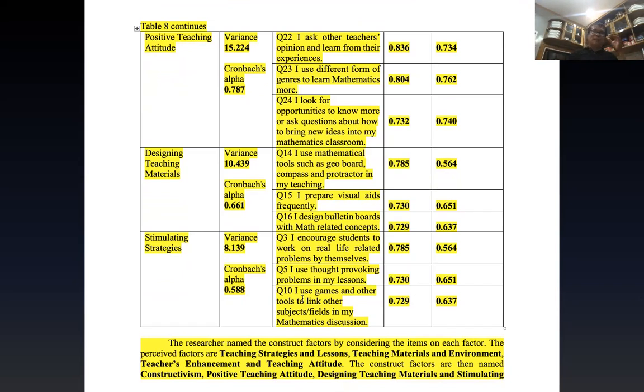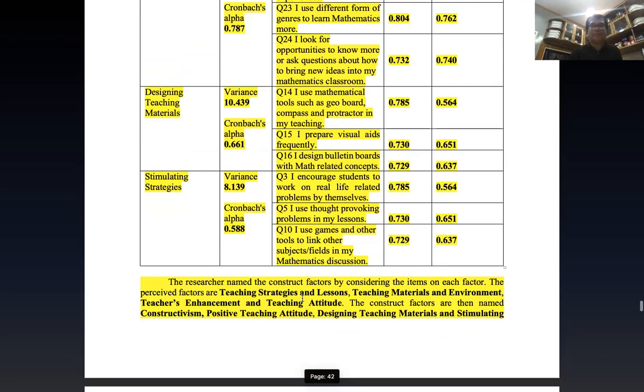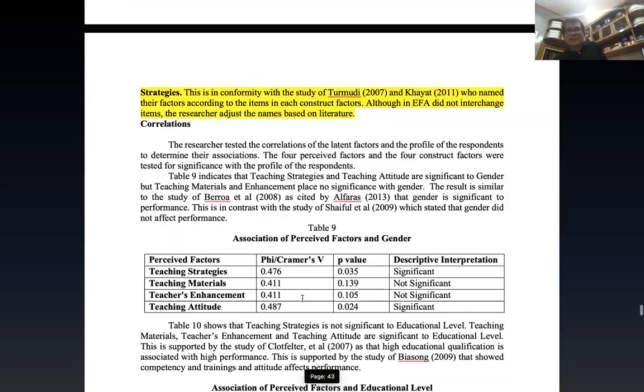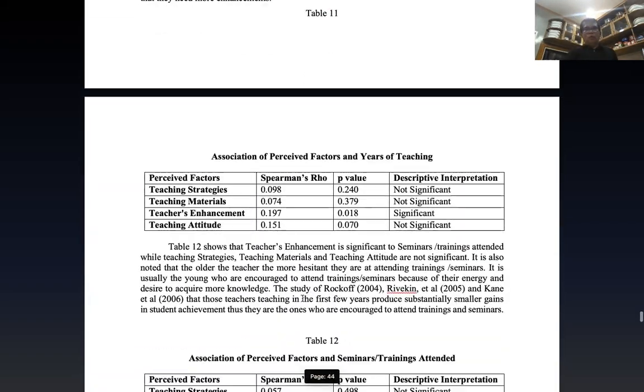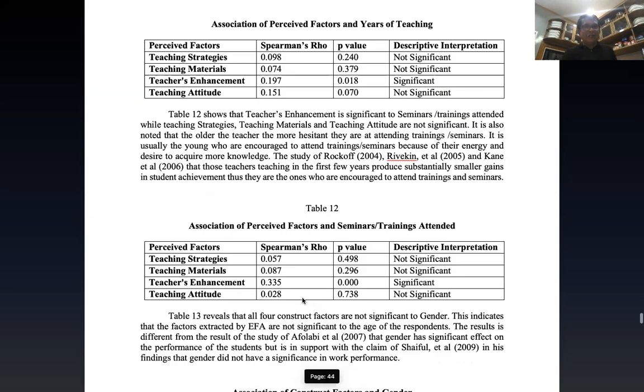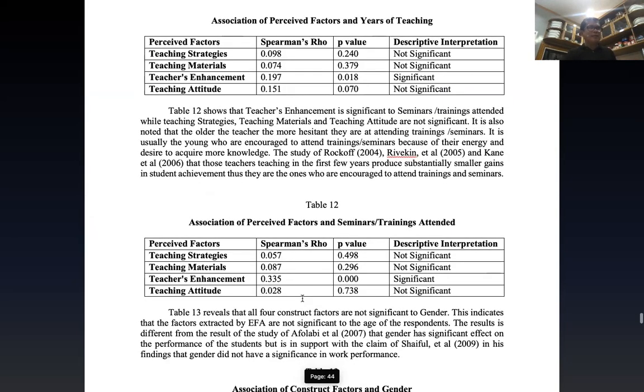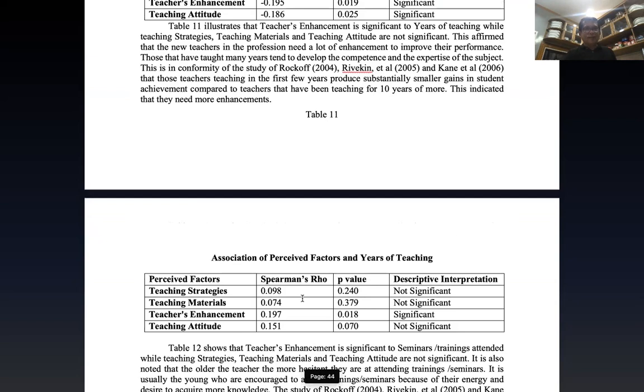So the naming of the new factors is also a difficult part because you have to validate that through different literature and according to the logical thoughts of experts. So that's one of the examples that I would like to share in this webinar about factor analysis in a thesis.